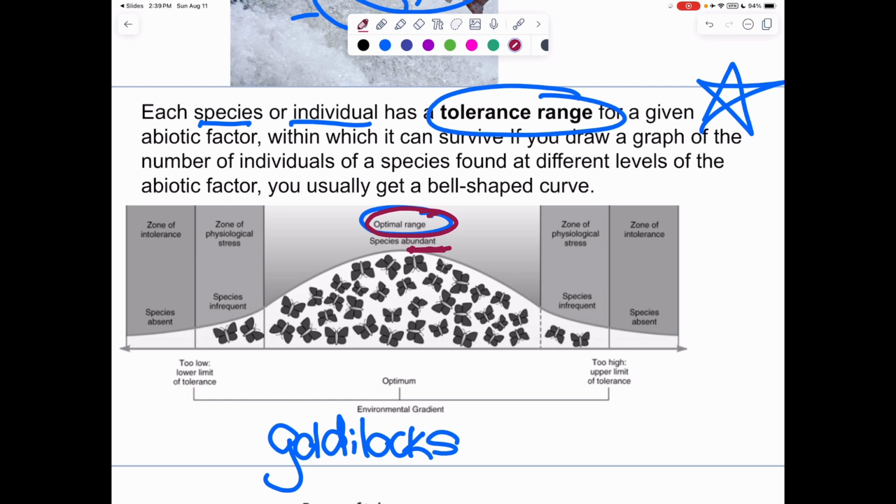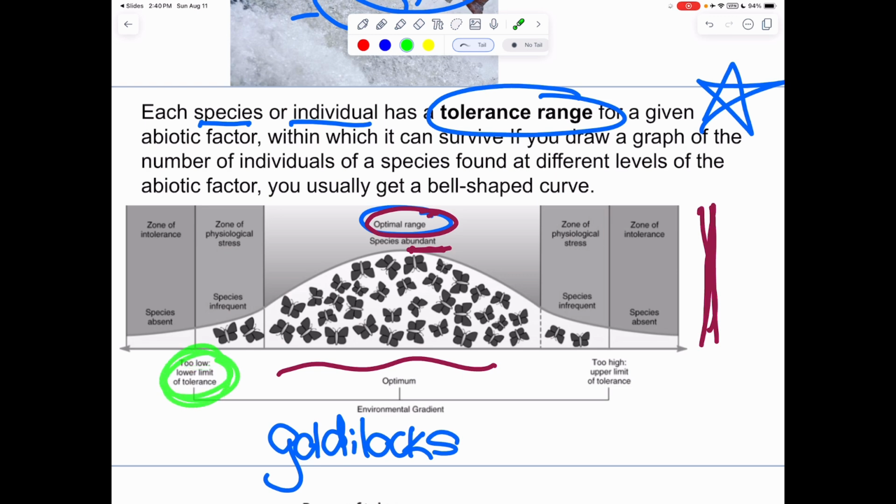This graph is measuring the range and the amount of species. When the abiotic factor is too low, we can't tolerate that little amount. So there are very few species down here, almost to a point of what we call the zone of intolerance, where species are absent. Then, when the abiotic factor is too high, we've reached our upper limit. And we also have a zone of intolerance where we can't handle it.